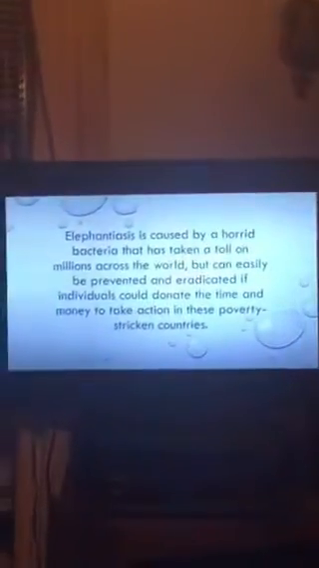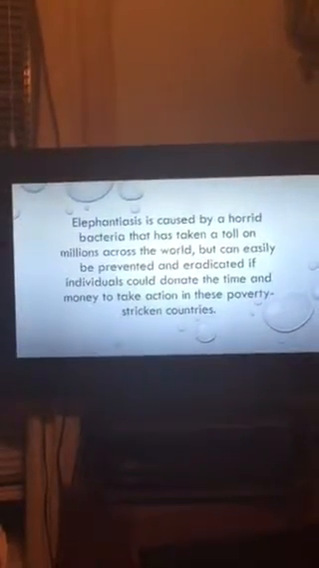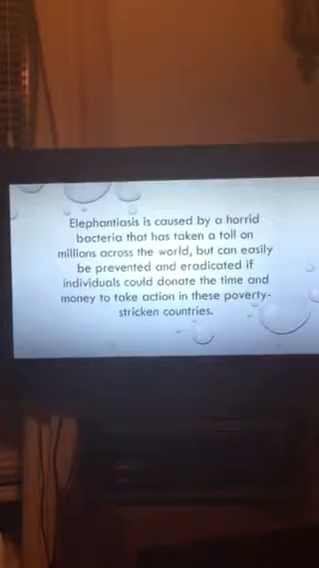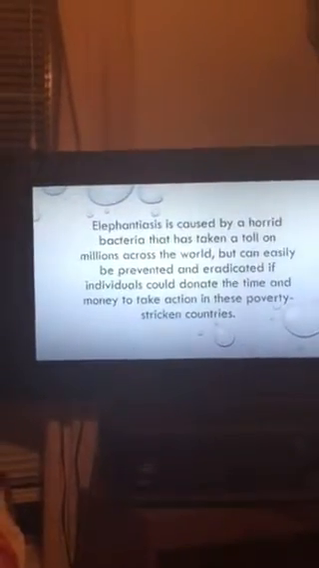So this is saying that after these individuals have been vaccinated or been given these drugs to help cure them, these are some prevention methods that help them not contract this disease again. And they're very inexpensive. It's really just eliminating this mosquito and preventing the biting, because this is where this infection enters the body and spreads. Elephantiasis is caused by a horrid parasite that has taken a toll on millions across the world, but can easily be prevented and eradicated if individuals could donate the time and money to take action in these poverty-stricken countries.